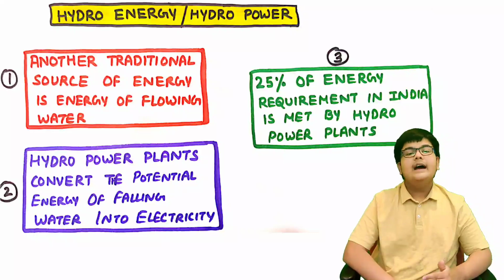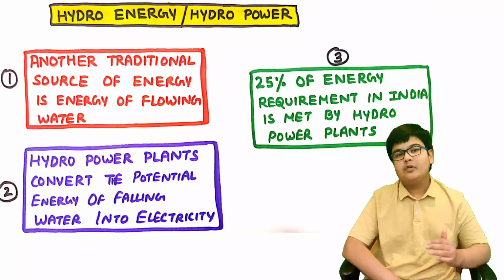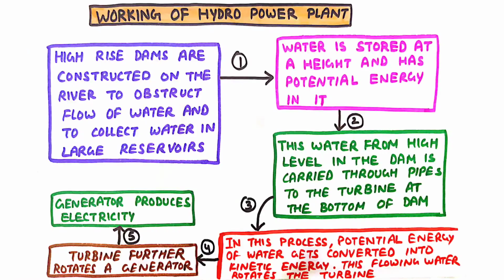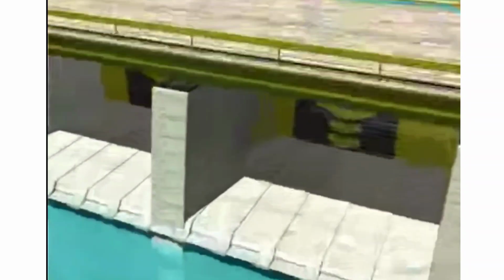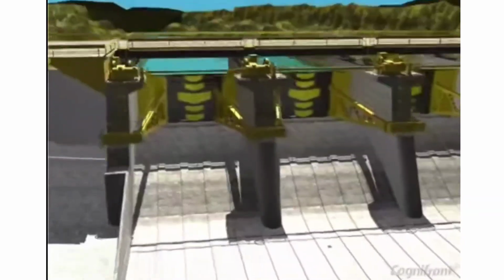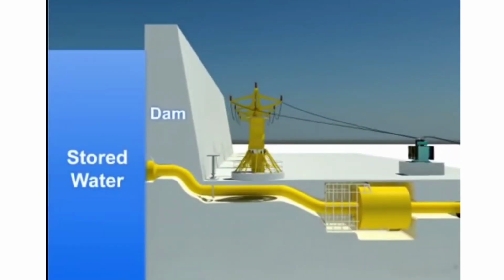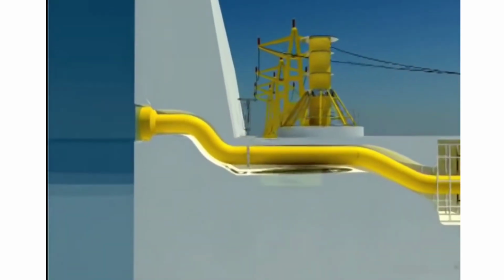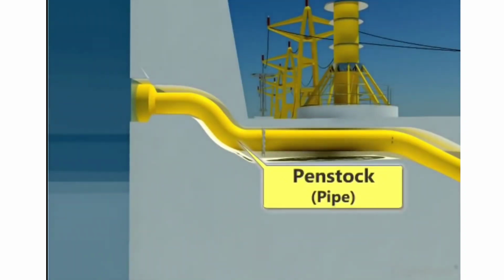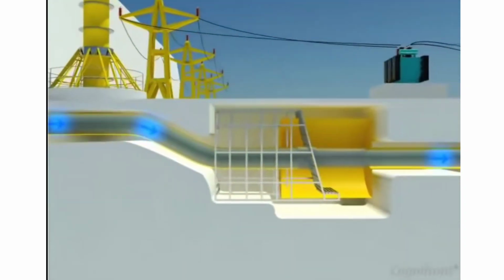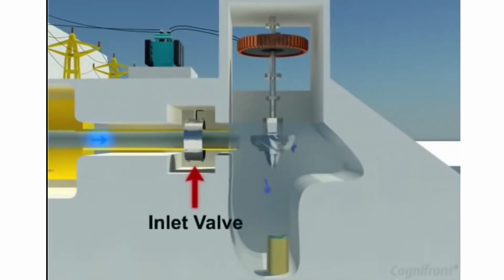Now let us see how electricity is generated in a hydropower plant. First, high-rise dams are constructed on the rivers to obstruct the flow of water and to collect the water in large reservoirs. This water stored at a height has potential energy in it. Water from the higher level in the dam is carried through pipes to the turbine at the bottom of the dam.